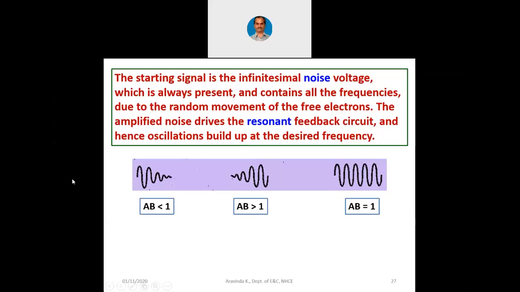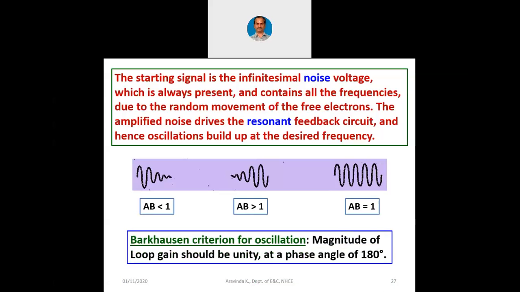When we design the circuit, we have to take care that the amplifier gain and the feedback factor, their product, will always be equal to unity. Now there is something called the Barkhausen criterion for oscillations. Whatever has been discussed till now is put as a summary. That is called the Barkhausen criterion, which simply says the magnitude of loop gain should be unity at a phase angle of 180 degrees. That's all.